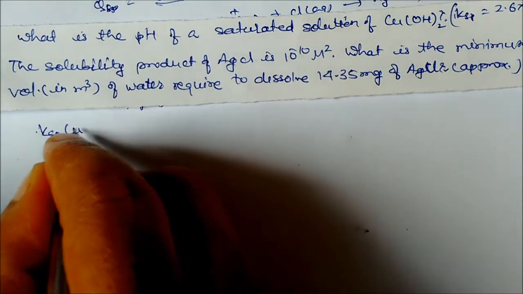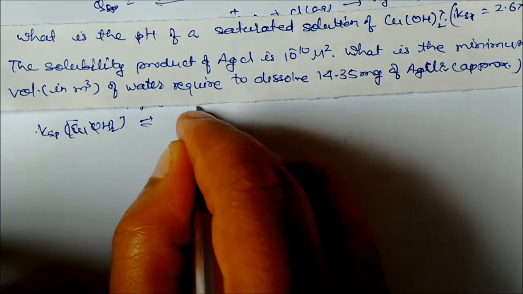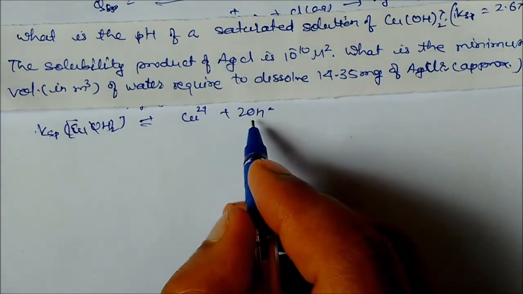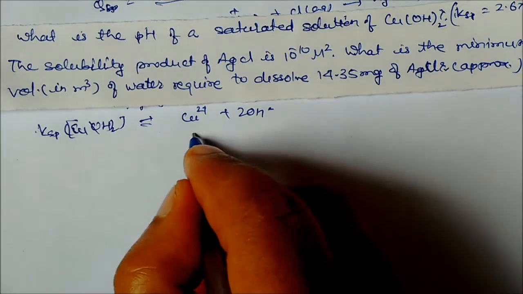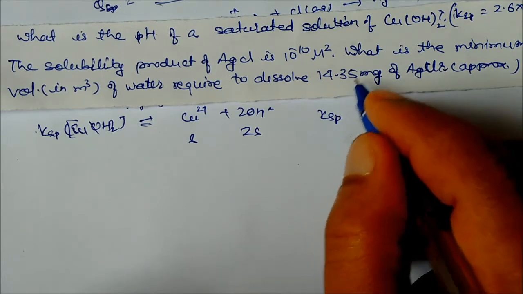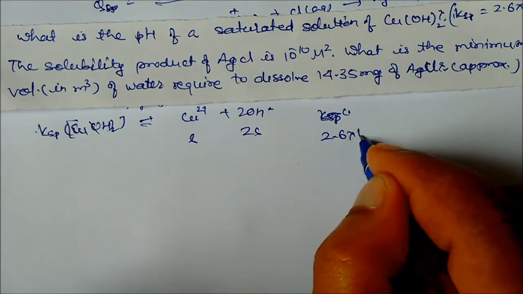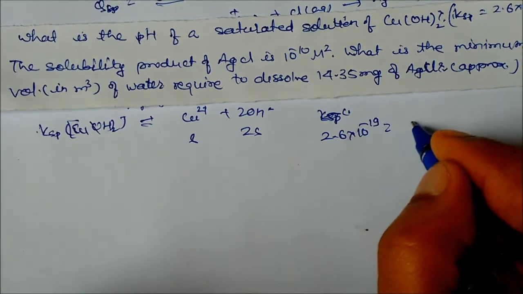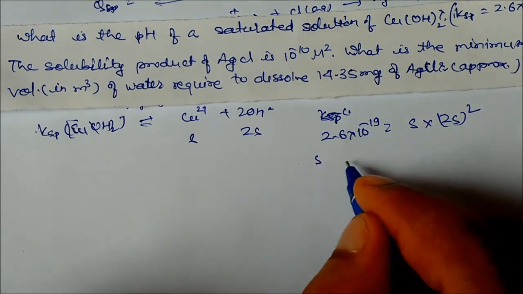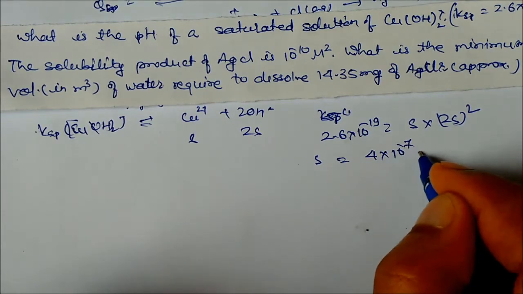KSP of Cu(OH) whole twice. So we can write here Cu2+ and 2OH minus. If you know the concentration of OH, we can subtract from 14 and get the pH. This is S, this is 2S, and we know the KSP. So you can write here 2.6 into 10 to the power minus 19, and this is S multiplied by 2S whole square. So ultimately, after solving, you will get S equal to 4 into 10 to the power minus 7 molarity.